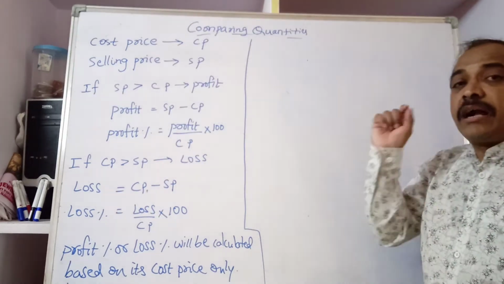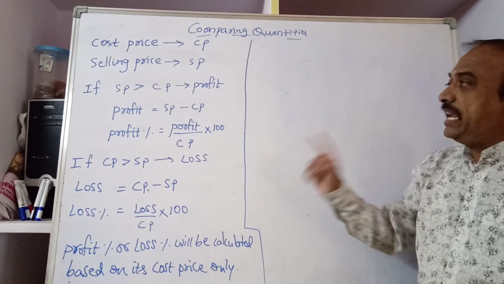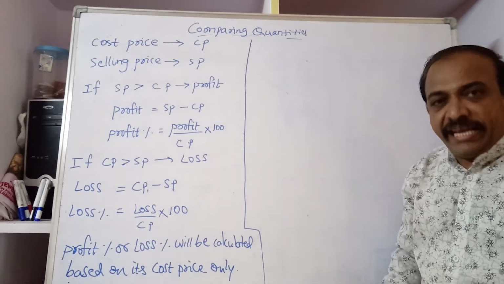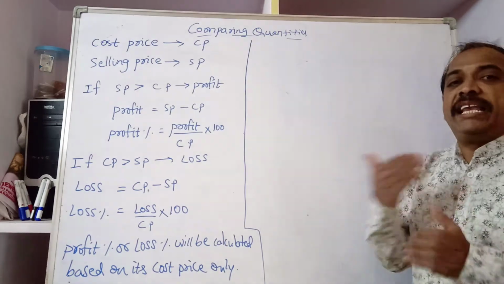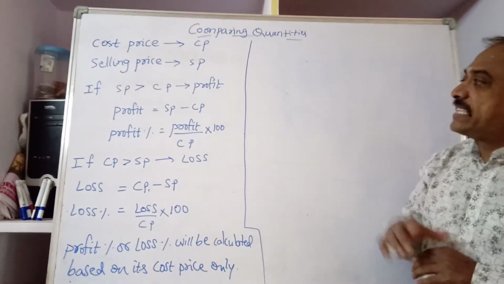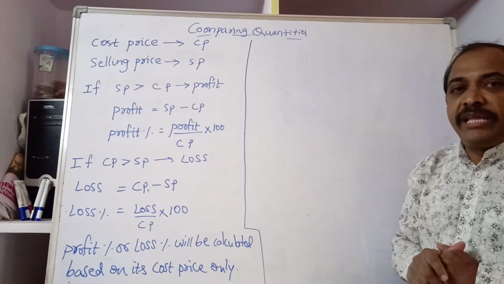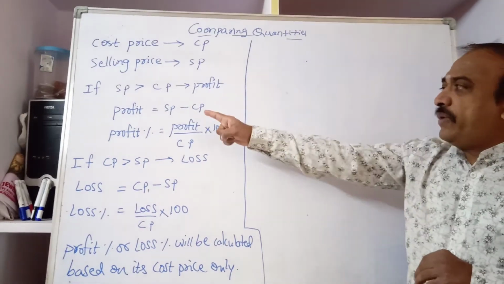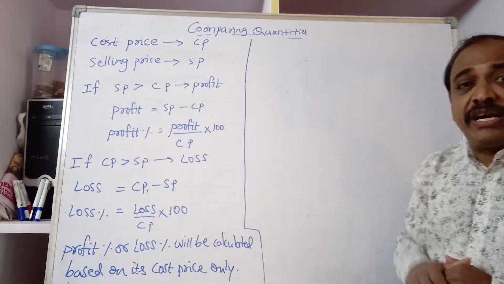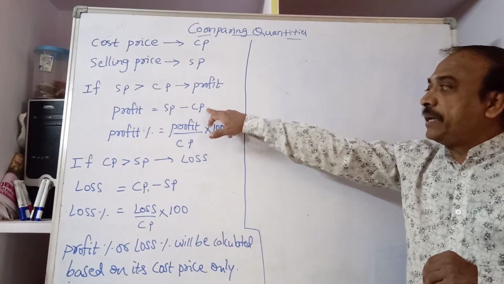Observe it again. Cost price is denoted by CP, selling price is denoted by SP. In that, if selling price is greater than the cost price, then we obtain profit. Profit is equal to, so how do you get the profit? How much profit did you get? Selling price minus cost price.